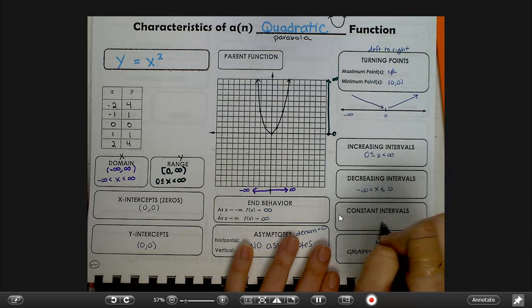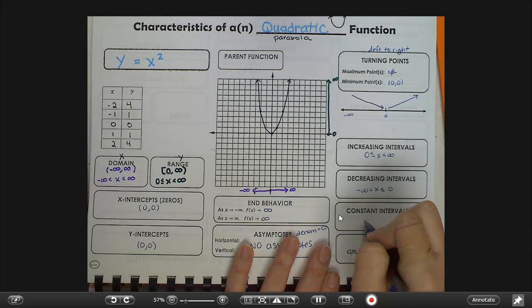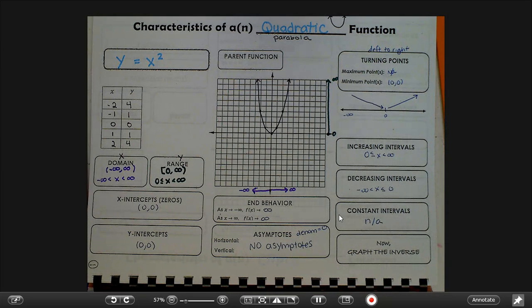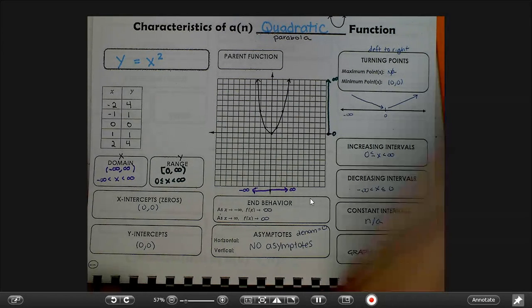And at no point is it flat. So there's no constant interval. So this is the graph of a quadratic function. And I'm going to go ahead and do cubic next.